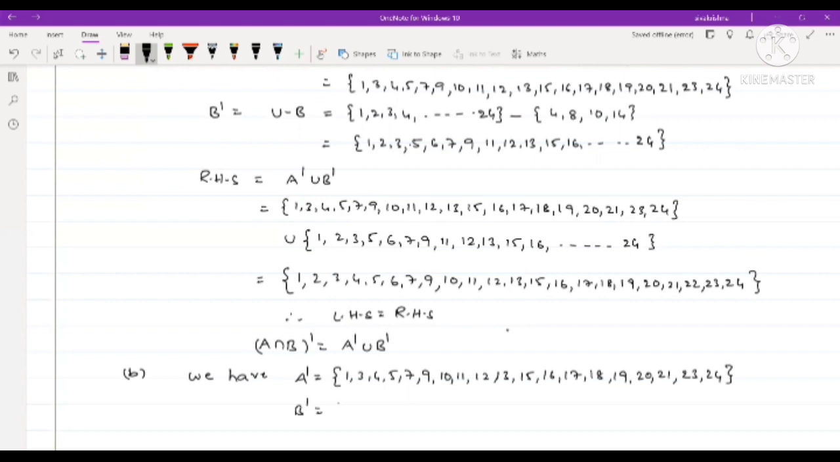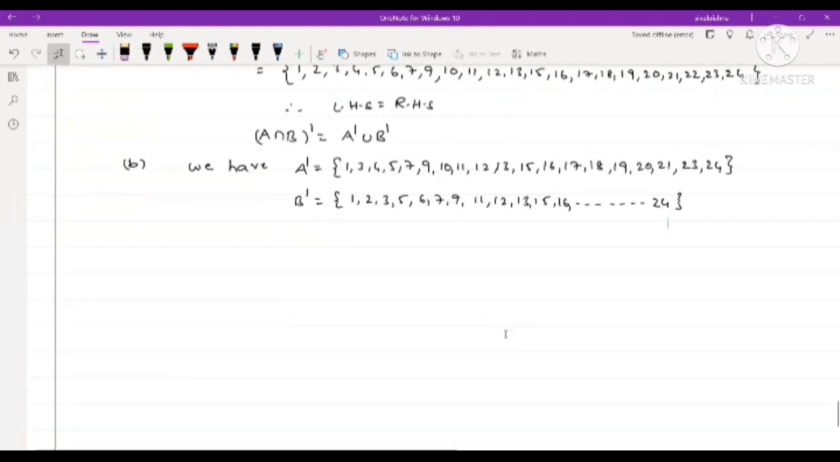Once again we have B'. The set B' is 1, 2, 3, 5, 6, 7, 9, 11, 12, 13, 15, 16 and so on up to 24. So this is the set B'. Okay. So now by using these values, first we have to find B' intersection C.